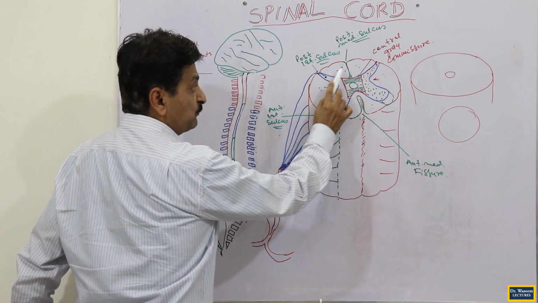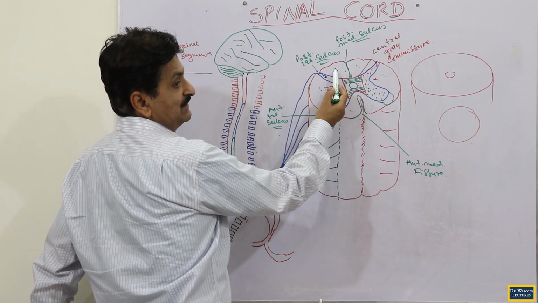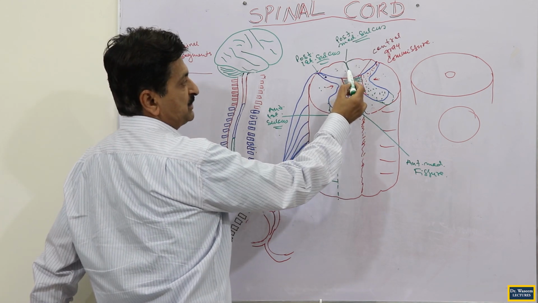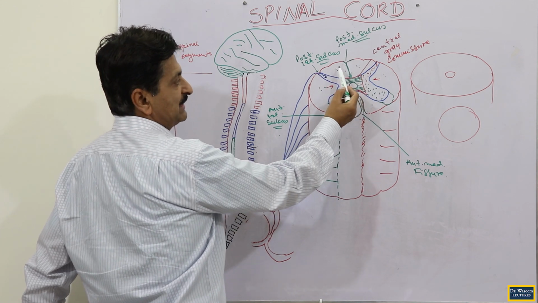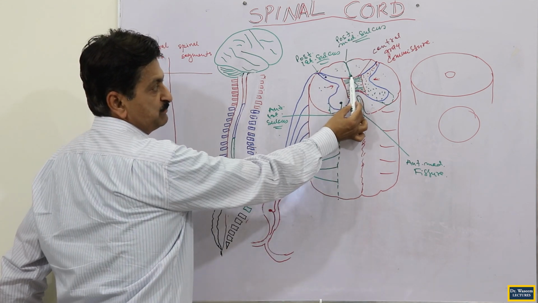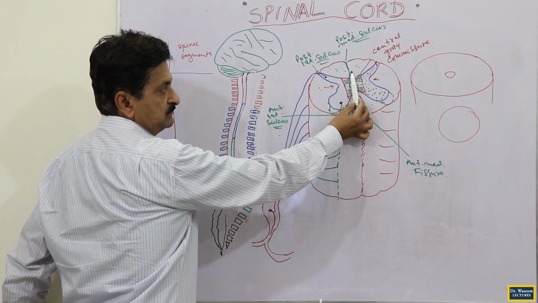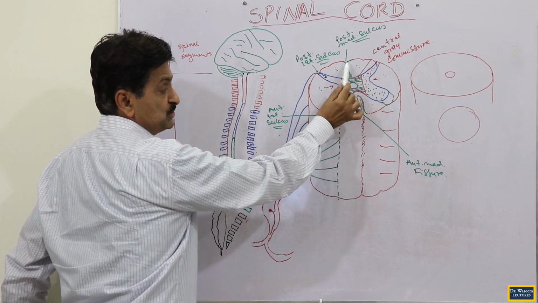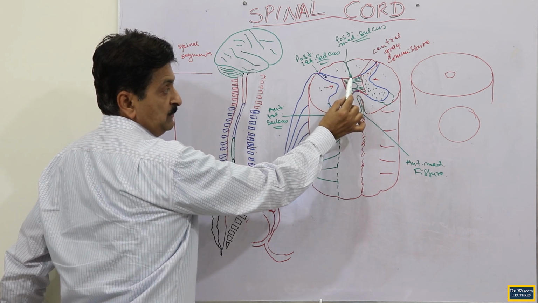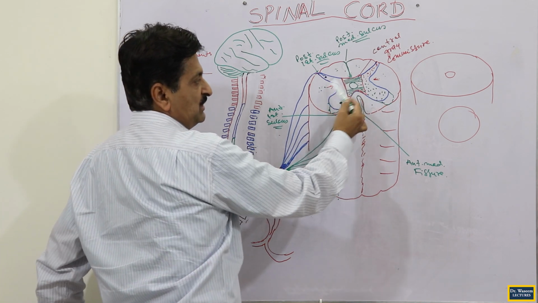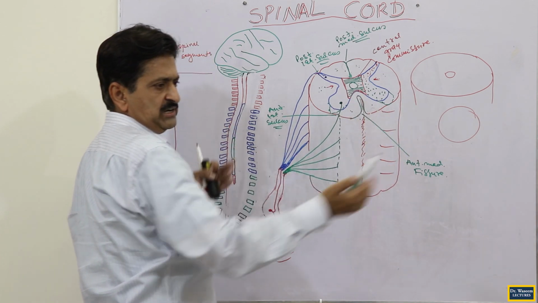As far as your posterior white columns of two sides are concerned, they are totally partitioned, totally divided into the two sides, and no fiber from one side can cross to the other side, because there is a septum called the posterior median septum, which is marked by the posterior median sulcus. Two lateral white columns are there, on two sides here.